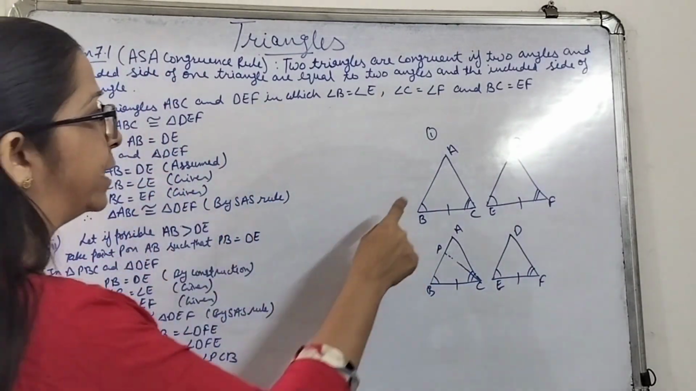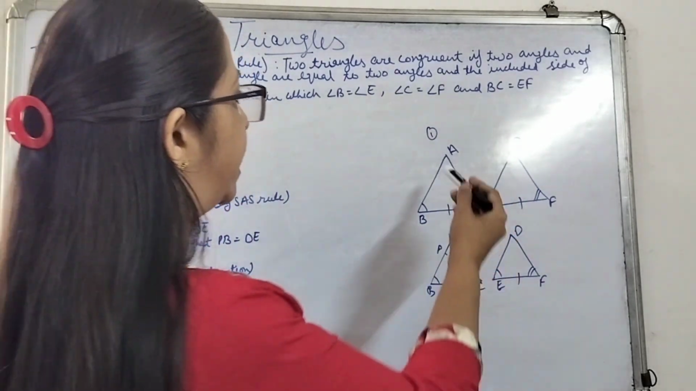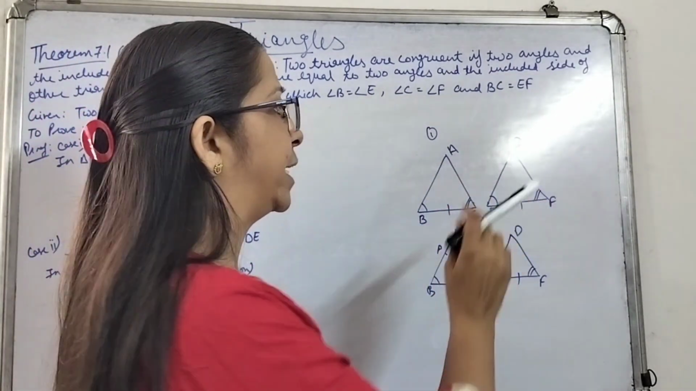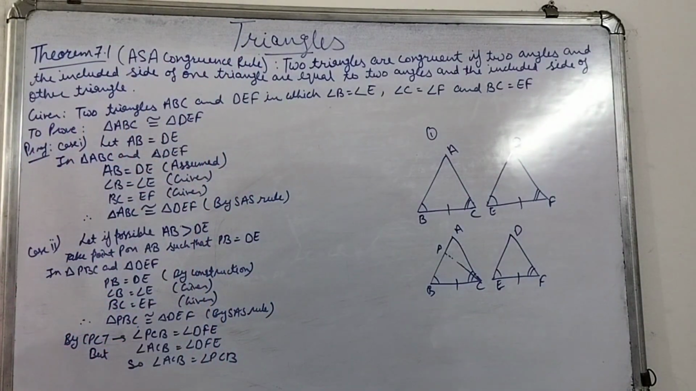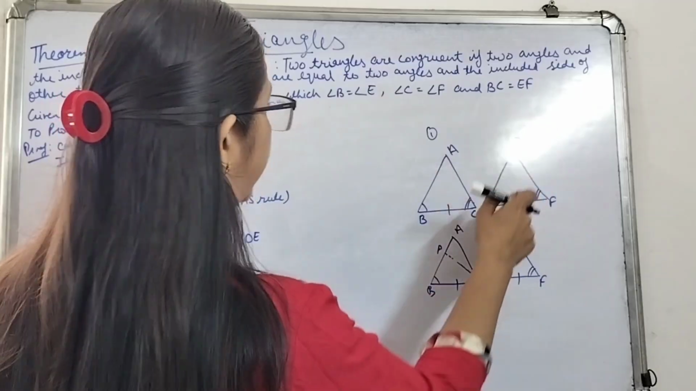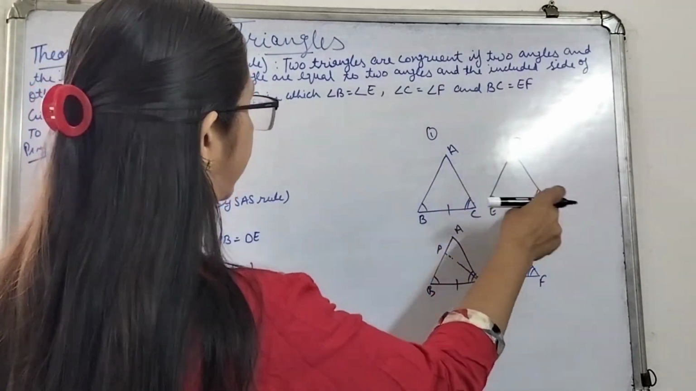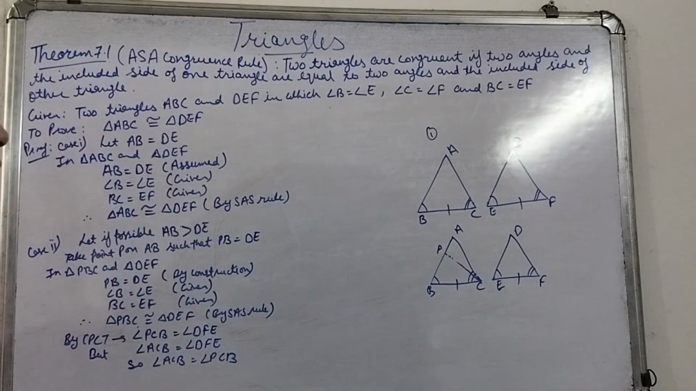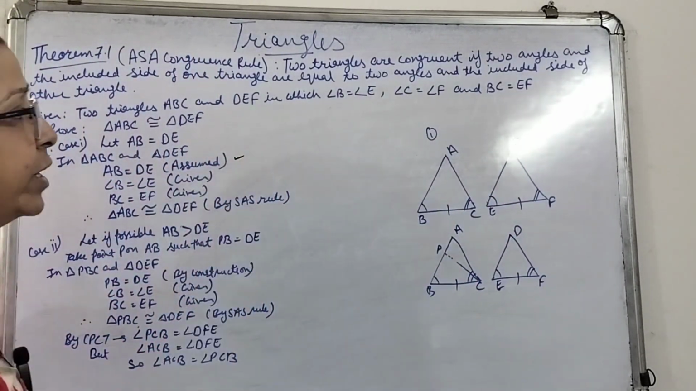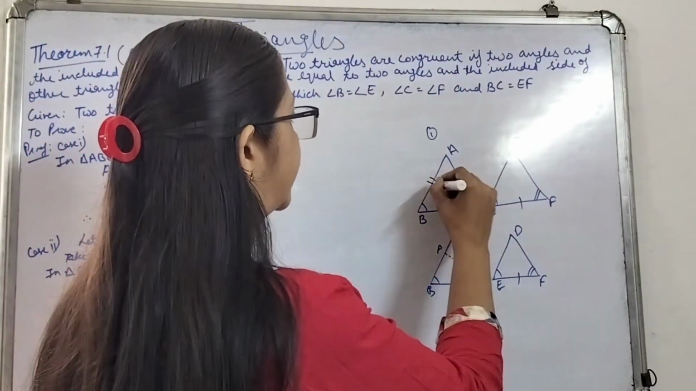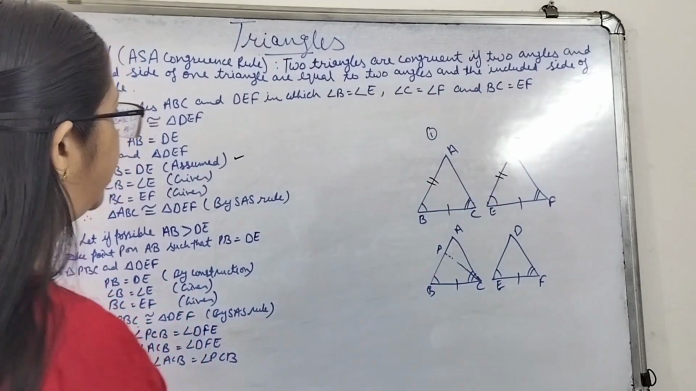We are considering that AB is equivalent to DE. We are assuming that the side AB is equivalent to your side DE. This is the first condition. Now if we consider these two triangles, triangle ABC and triangle DEF, in these two triangles AB is equivalent to DE. We have just now assumed that this side is equivalent to this side. So by our assumption, your AB is equivalent to DE.